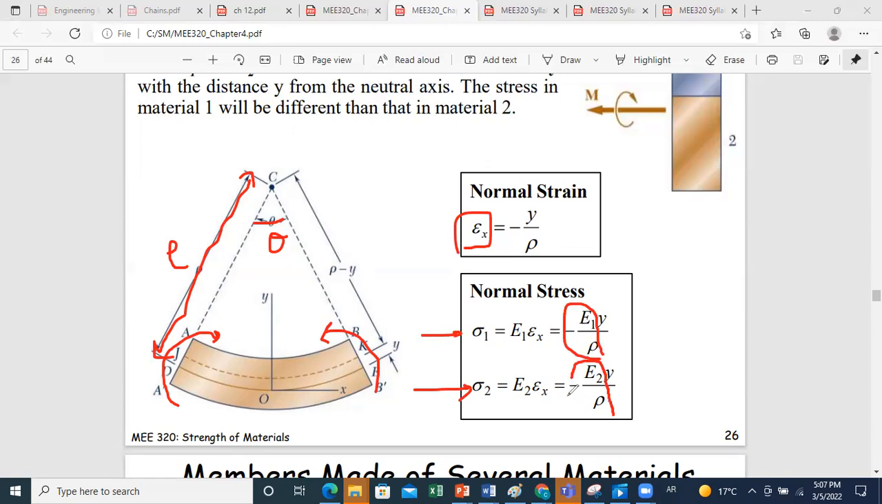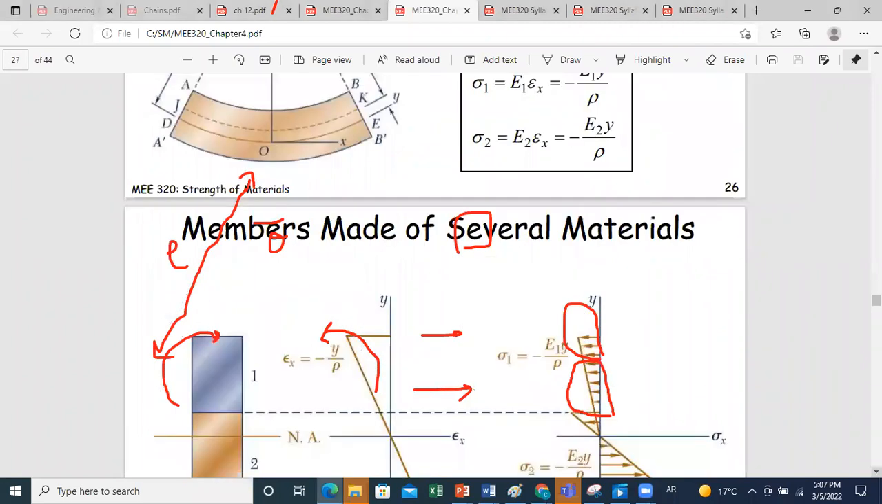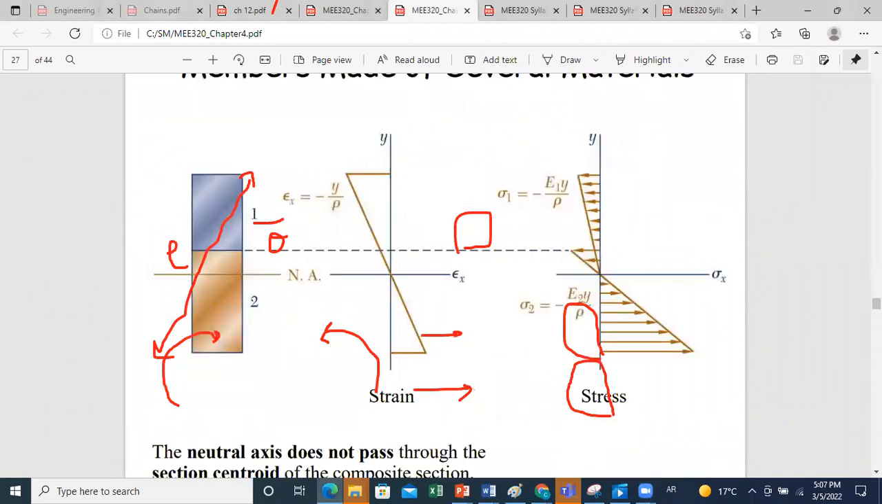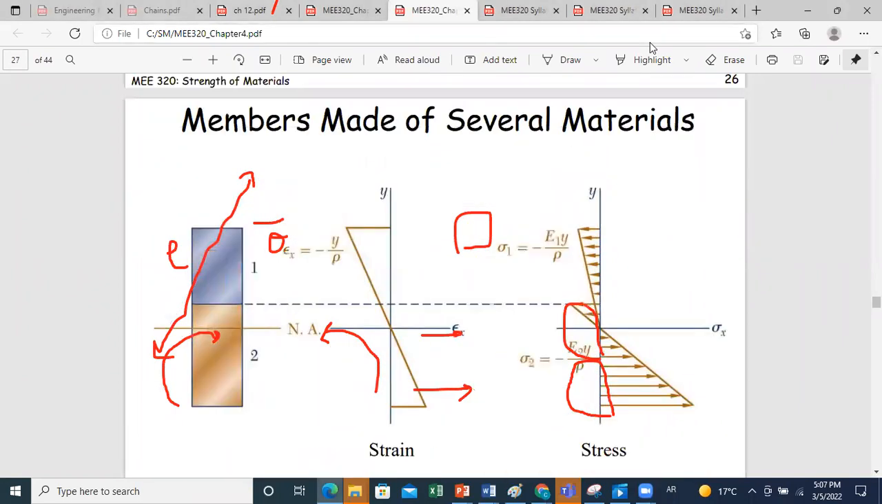And this will modify a little bit the analysis we have done before. We'll develop together a technique that will allow us to locate the neutral axis of this composite section and to determine our maximum stresses. So if we observe the following graphs, we'll understand what will happen in case of several materials.